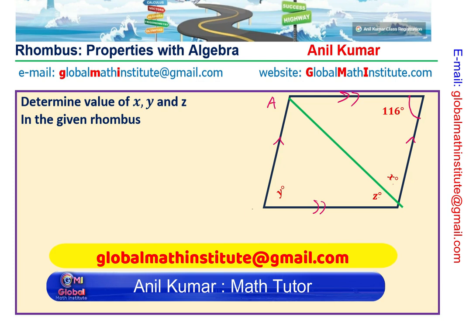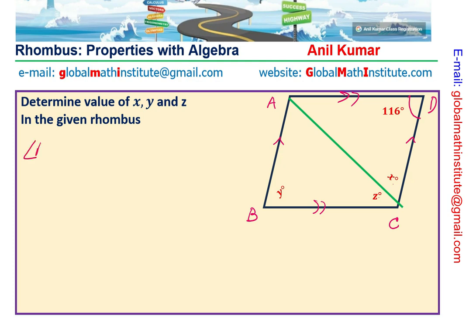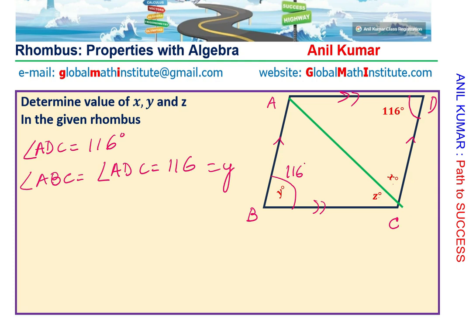Let's label it as the sides A, B, C, and D, right? Now we are given that the angle ADC is equal to 116 degrees. Now, since ADC is 116 degrees, ABC should also be 116 degrees, right? So angle ABC is equal to angle ADC, so both are 116 degrees. So we got y as equal to 116 degrees. Makes sense. These are the opposite angles of a rhombus. How about the other two?